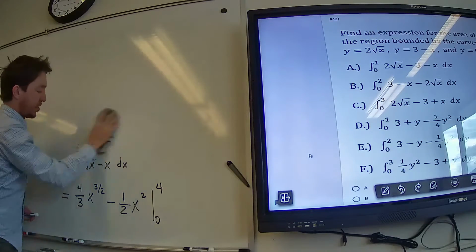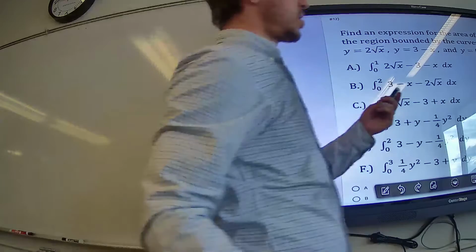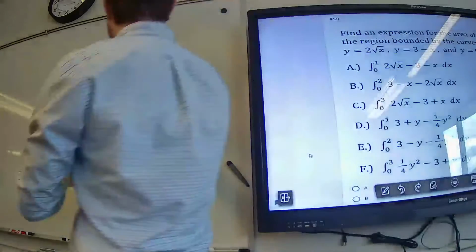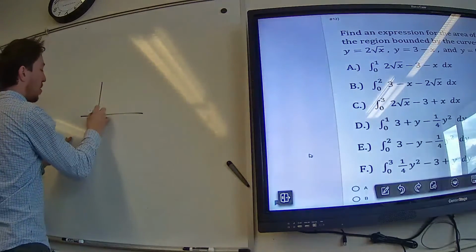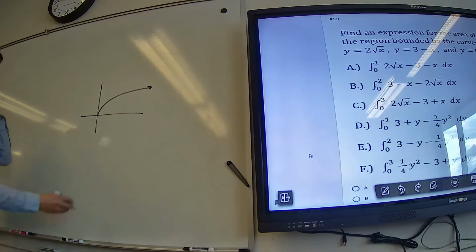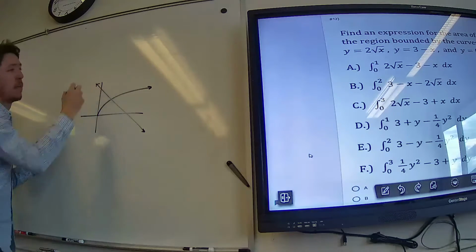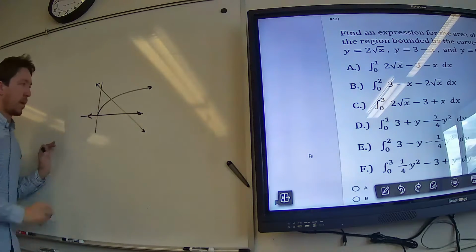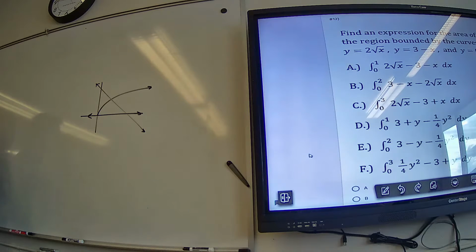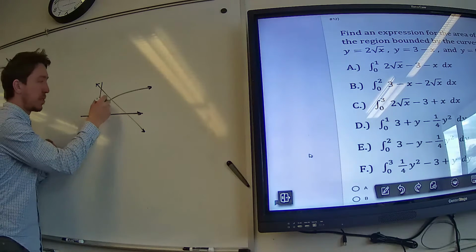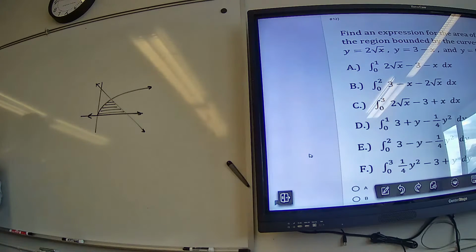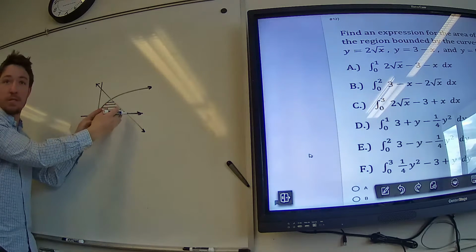So for this question, it's just asking which of these expressions represents the area bounded between y equals 2 root x, which looks like that, and y equals 3 minus x, which looks like that, and y equals 0, which looks like that. Okay. So if you need to write this as a single integral, you would have to slice it this way. Does everyone see why that's the case? If you slice it vertically, you would need 2 separate integrals. Do you see that?